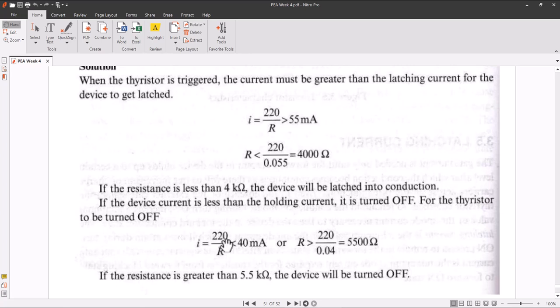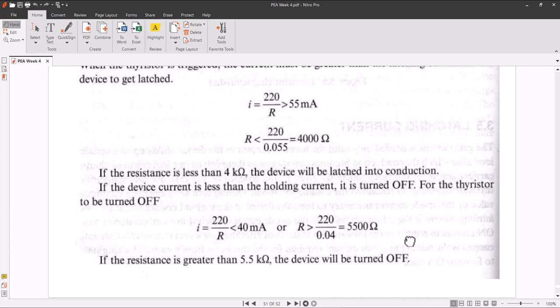तो I = 220/R < 40 मिली, तो वहाँ से R > 5500 ओहम, यानी 5.5 किलो ओहम से अगर आप बढ़ा देंगे अपनी रेजिस्टेंस को, तो करंट इसका 40 मिली से भी कम हो जाएगा, जिसकी वजह से ये बंद हो जाएगा. यानी इसको आपको 4 किलो से कम रखना है रेजिस्टेंस को ऑन करवाने के लिए, और अगर बंद करवाना है तो 5.5 किलो तक कर दें इसको, पोटेंशियोमीटर को. तो if the resistance is greater than 5.5 kΩ the device will be turned off. बात समझ आई. इस एग्जांपल से आपका जो लैचिंग करंट और होल्डिंग करंट का कॉन्सेप्ट है, क्लियर हो जाता है.